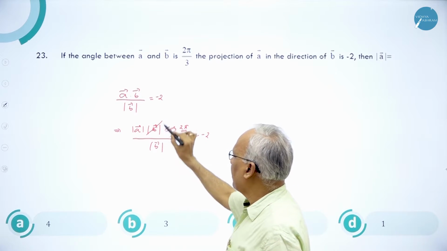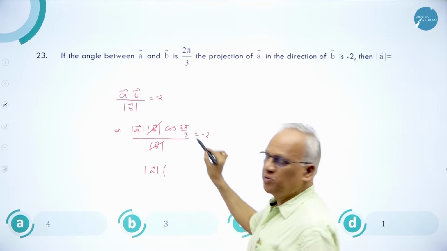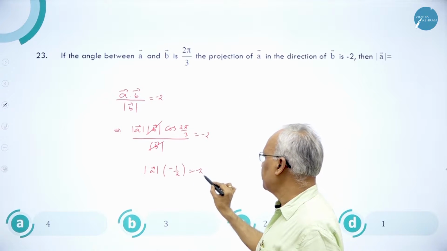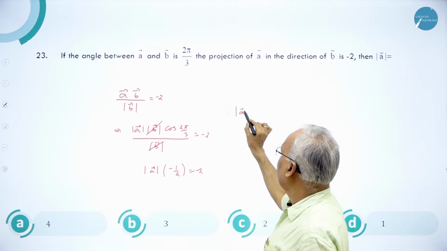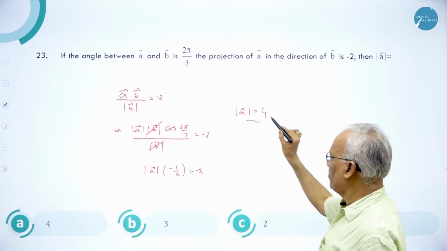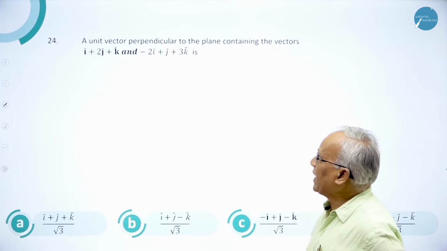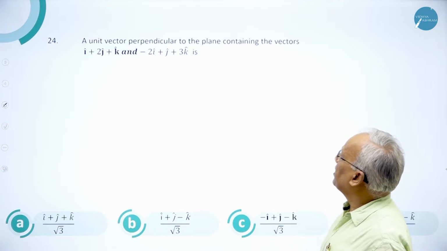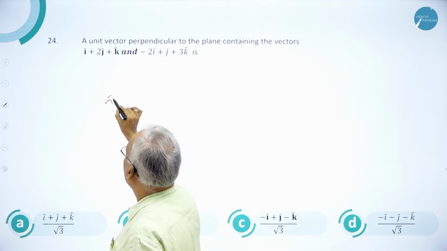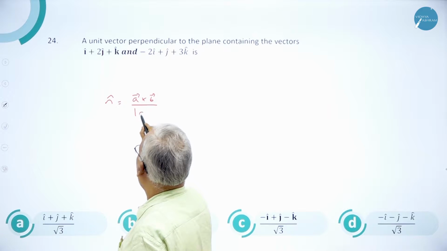So you can cancel magnitude of B with magnitude of B. Therefore, magnitude of A into cos 2 pi by 3. What is cos 2 pi by 3? Minus half is equal to minus 2. Therefore, magnitude of A is equal to minus 2 into 2, minus 2 into minus 2. So, it is plus 4. So, magnitude of A is equal to 4. So, answer is A. Next, a unit vector perpendicular to the plane containing the two vectors. So, you know that n cap is equal to A cross B divided by magnitude of A cross B.